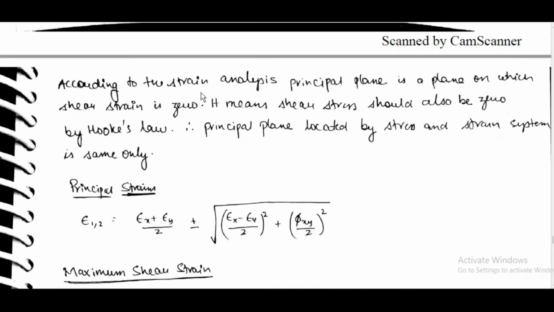According to the strain analysis, principal plane is a plane on which shear strain is 0. It means shear stress should also be 0 by Hooke's law. Therefore, the principal plane located by the stress and strain systems is the same.